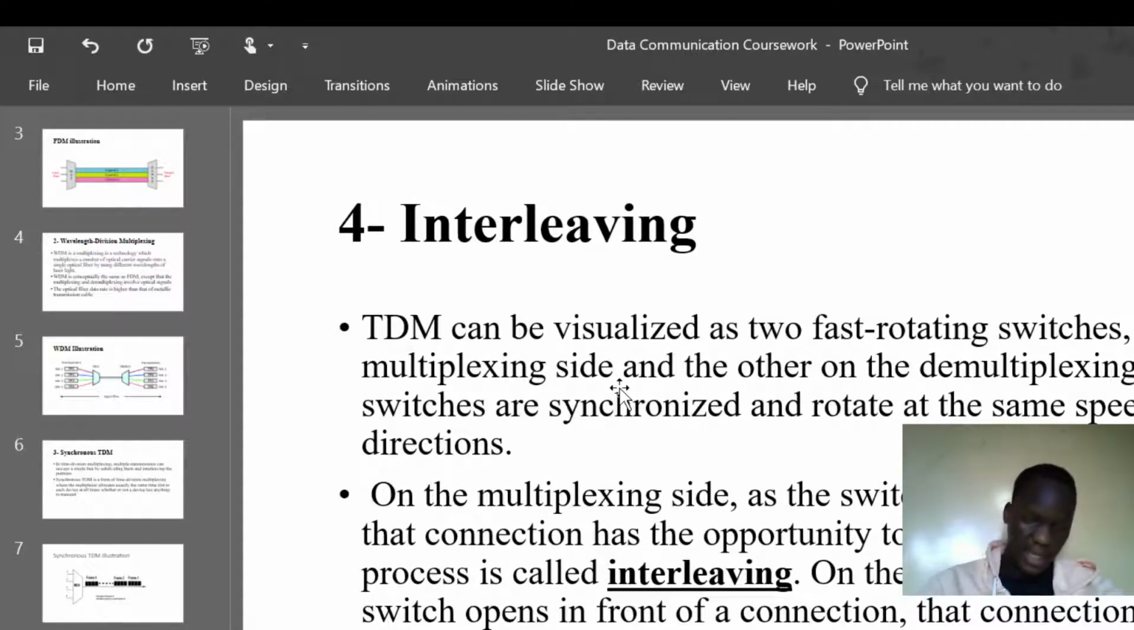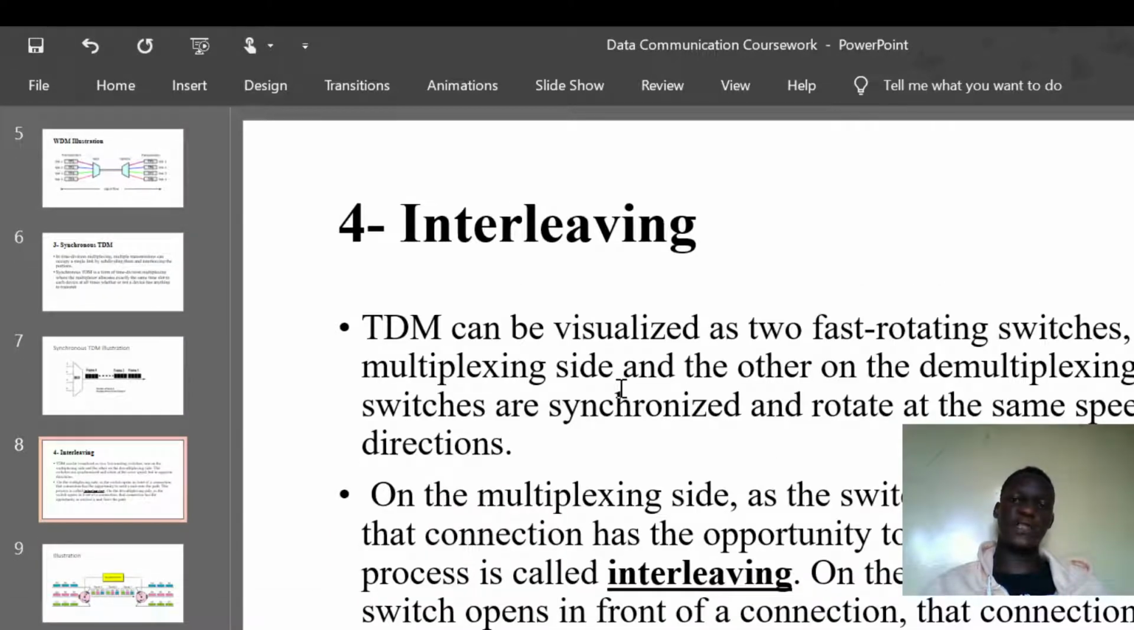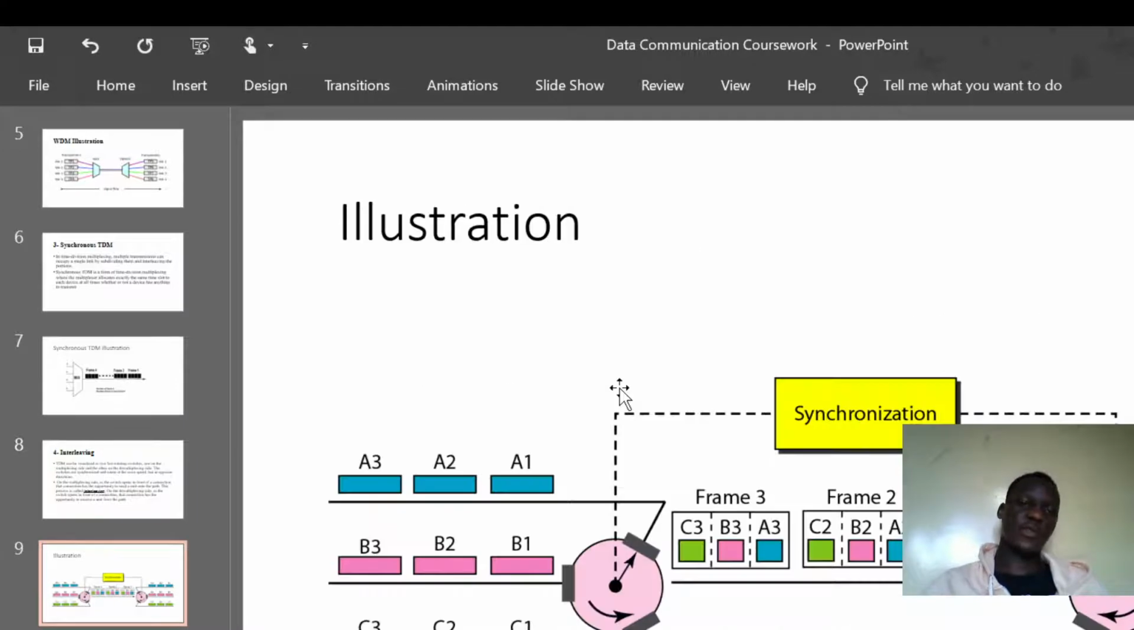Time division multiplexing can be visualized as 2 fast rotating switches, one on the multiplexing side and one on the demultiplexing side. The switches are synchronized and rotate at the same speed but in opposite directions. On the multiplexing side, as the switch opens in front of a connection, that connection has the opportunity to send a unit into the path. We can see that as this first wheel rotates, data bits are sent into it.